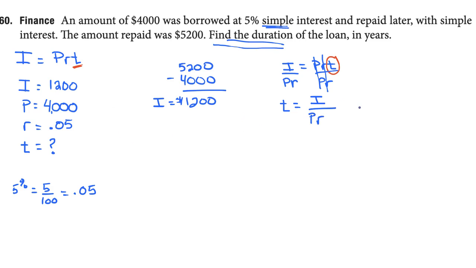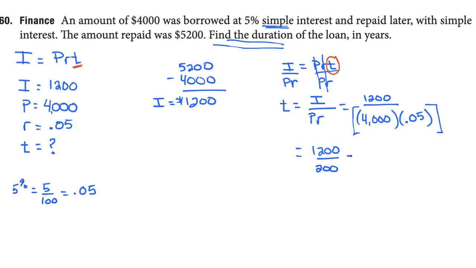Okay, so now we're just going to plug everything in. We're going to take the 1,200 on the top and divide it by the P, which is 4,000, times the R, which is 0.05. If you have a graphing calculator, you can do this all in one step and just use lots of parentheses. Make sure that you use parentheses around this whole thing here, or else the calculator thinks you're just dividing 1,200 by 4,000. In the end, this becomes 1,200 over 200, which is just 6.